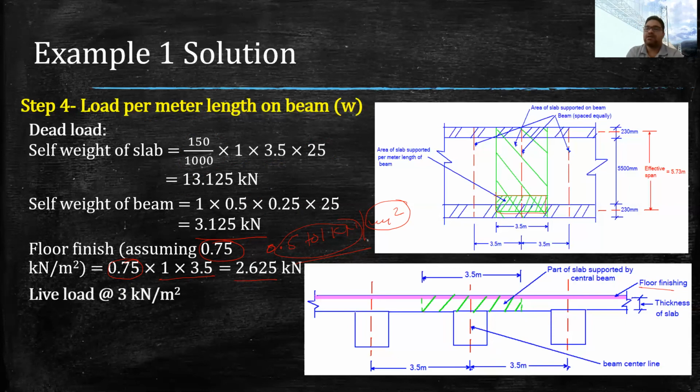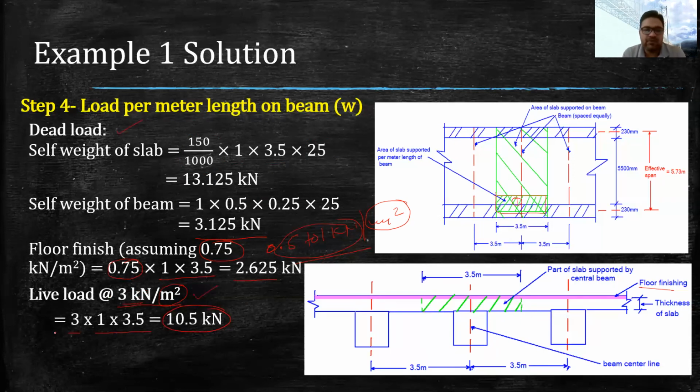After that, we can find out the live load. Live load is already mentioned in the question, that the intensity of live load is 3 kilonewton per meter square, which means for unit square, the live load can be taken as 3 kilonewton. But in our case, the area under consideration is again this area. So the live load value will be 3 multiplied by the area under consideration, which is 1 into 3.5. After that, we can calculate the live load as 10.5 kilonewton.